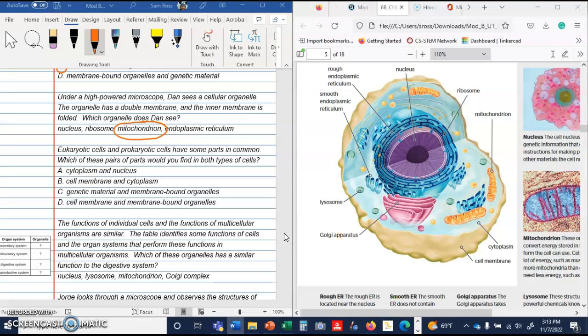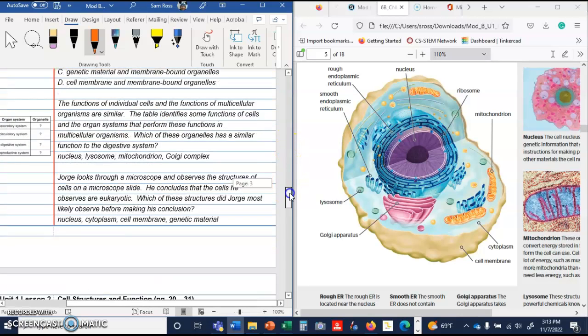Eukaryotic cells and prokaryotic cells have some parts in common. Which of these pairs of parts would you find in both types of cells? Let's see. Cell membrane and cytoplasm, okay? Because the prokaryote's not going to have the nucleus. The prokaryote's not going to have the membrane-bound organelles. Yeah, okay, let's keep on keeping on.